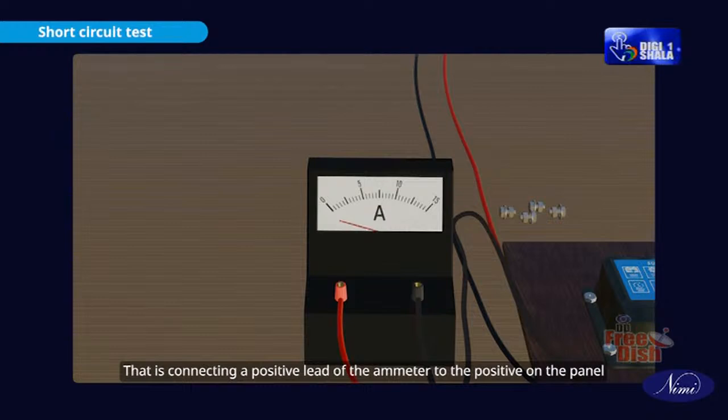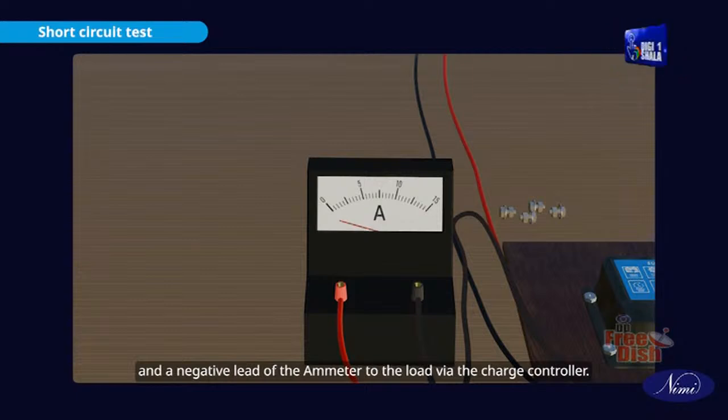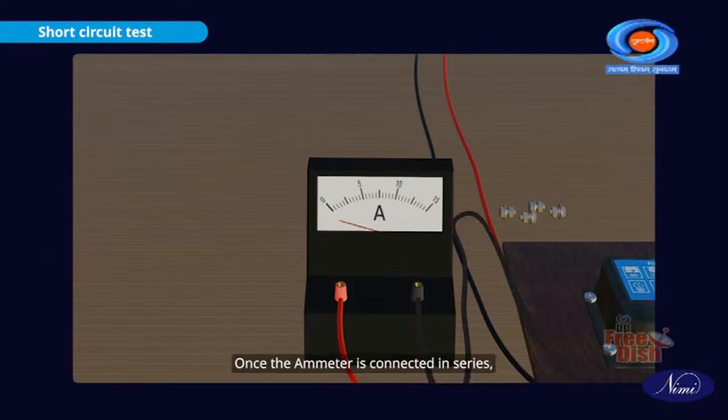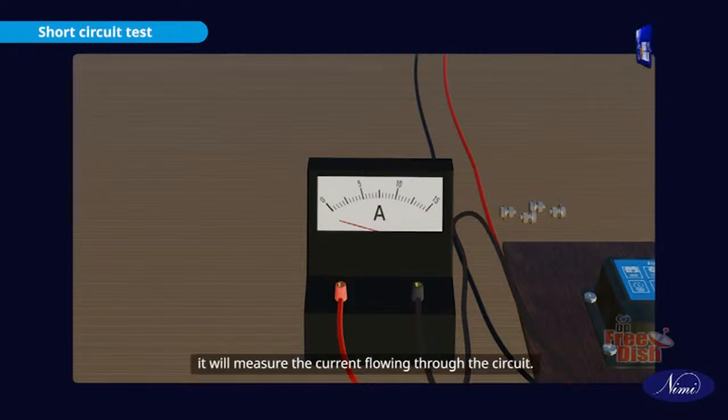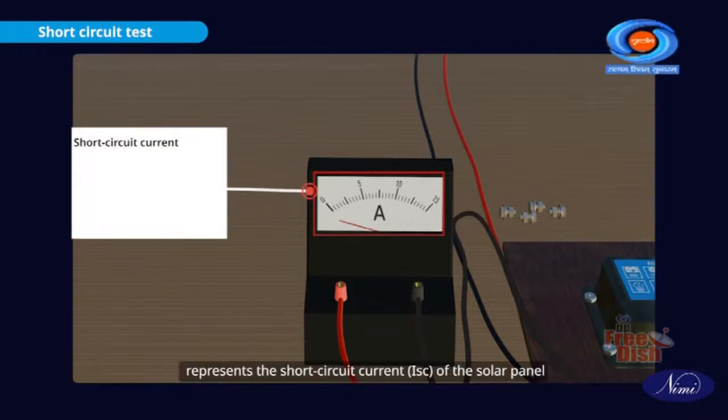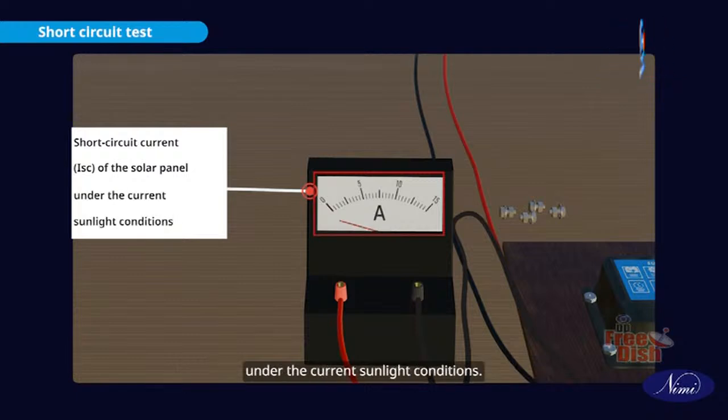That is, connecting the positive lead of the ammeter to the positive of the panel and the negative lead of the ammeter to the load via the charge controller. Positive terminal of the solar panel in the charge controller. Once the ammeter is connected in series, it will measure the current flowing through the circuit. The reading displayed on the ammeter represents the short circuit current, ISC, of the solar panel under the current sunlight conditions.